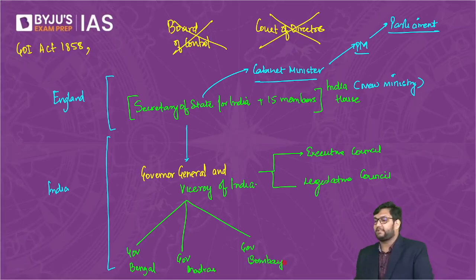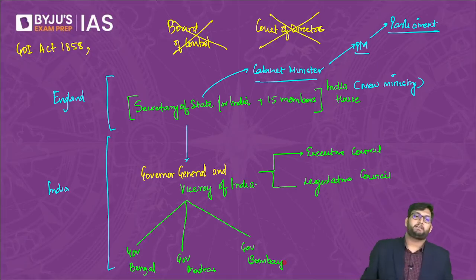Now, why is there a need for Viceroy? See, because the Governor General now operates in the name of the Parliament, basically in the name of the Queen. He is a representative of the royalty. So, Vice Royalty or Viceroy.